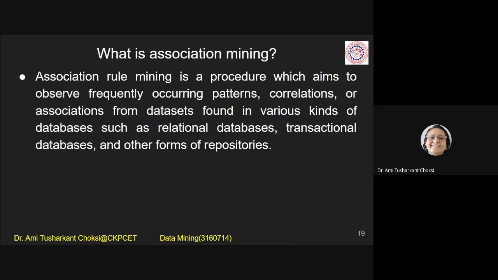So, what is association mining? Where has it come from? The chapter title was Concept Description and Association Rule Mining. Fine. So, about concept description we have seen. Now we want to know what is association mining. So, let us see that. People say it as association mining or association rule mining.